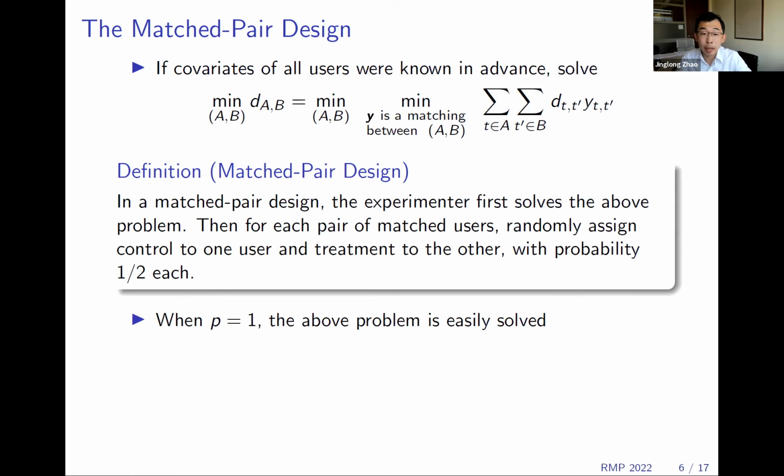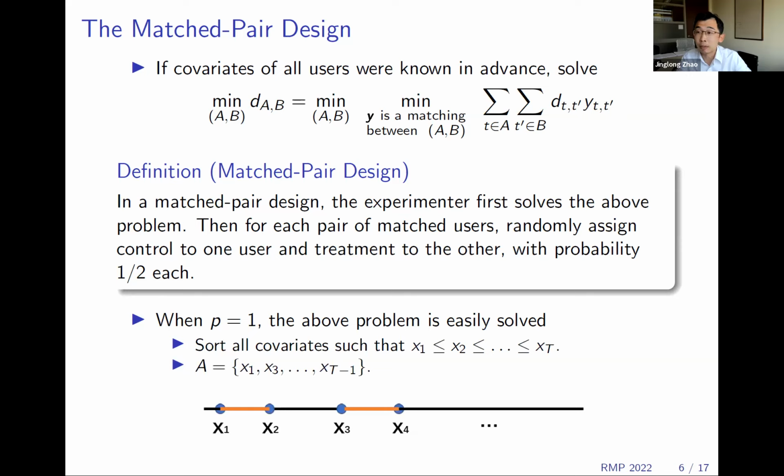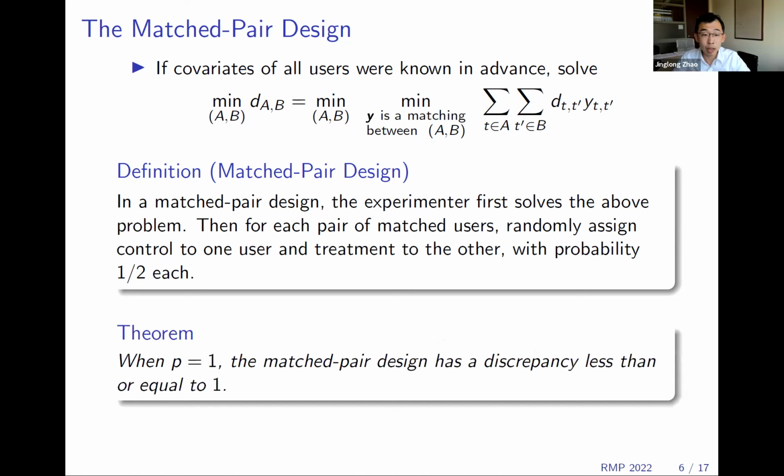So in the single dimensional case, the above problem is very easy to solve. Why? Because after you see all the user covariates, you can just focus on this single line and match the two adjacent users in pairs. For each pair, you randomly put one of the users into group A and the other user into group B, so that you have a very nice pairwise matching among all the T users. And we can show that this matched pair design in the single dimensional case has a total discrepancy smaller or equal to 1. This is a simple warm-up example.